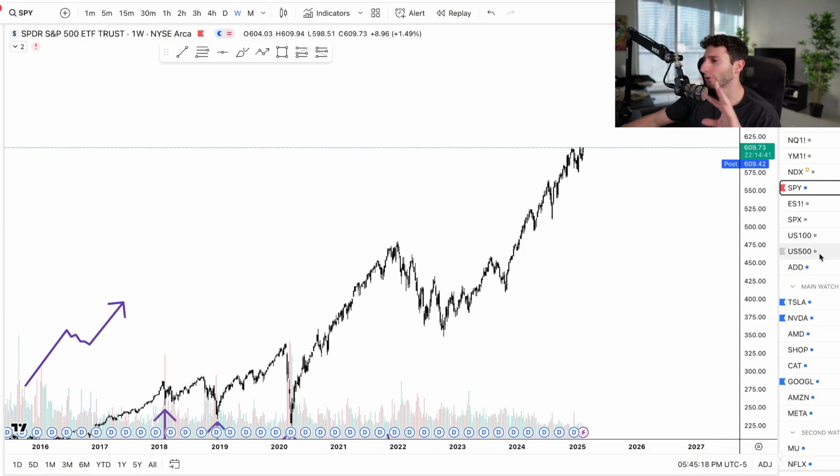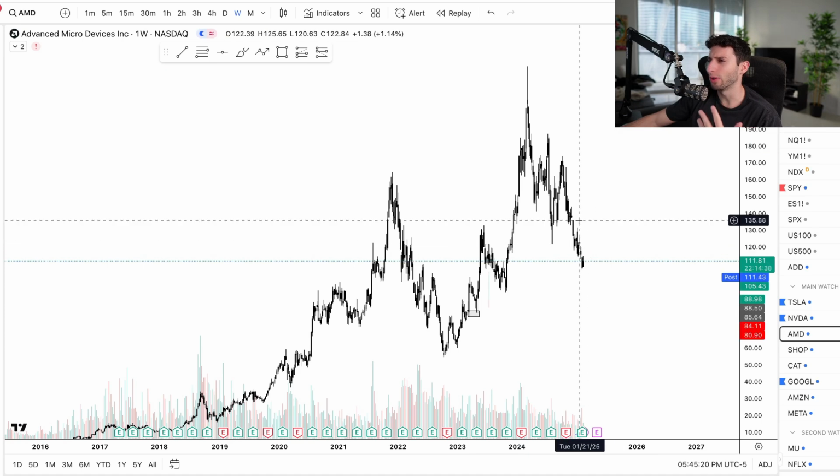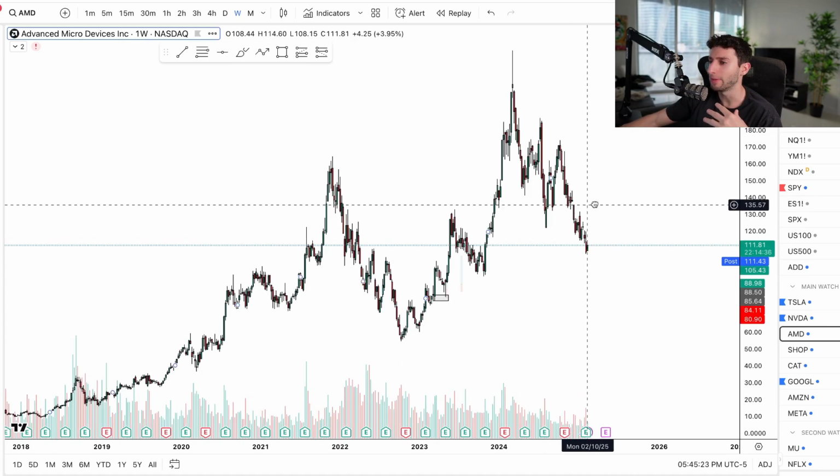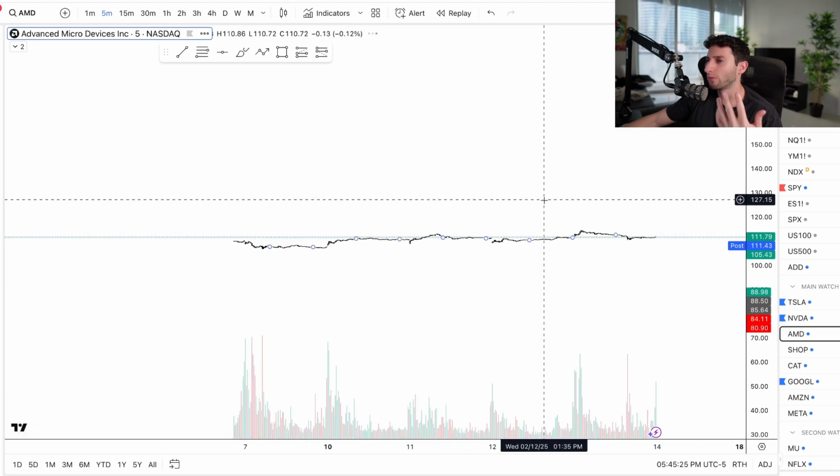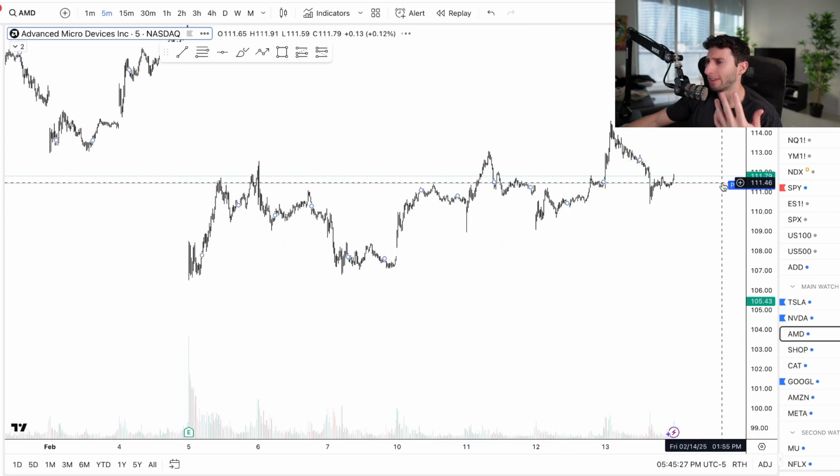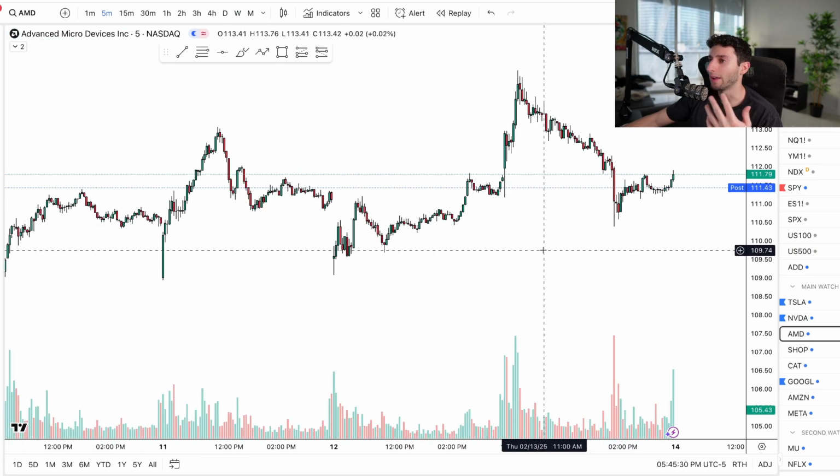So let me go to a smaller example just to make it easier for you. If you're doing more of a day trading time frame, just to make it easy, let me go to AMD. Let me go to a 5-minute chart. I think this is a pretty good example of today that would have been beautiful. And yeah, just like this right here.